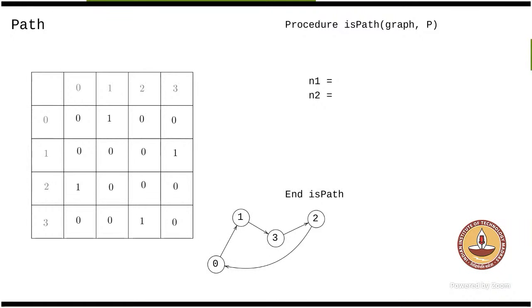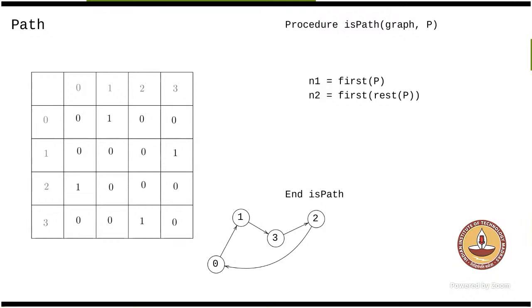P is a list, right? So P is a list. First of P and first of rest of P. Very good, that's correct. What will be the next step? We will check whether we have a node connected to this, that means an edge connected to this. Graph N1 N2 equal to 1 or not. Okay, if there is such an edge, what will you do?